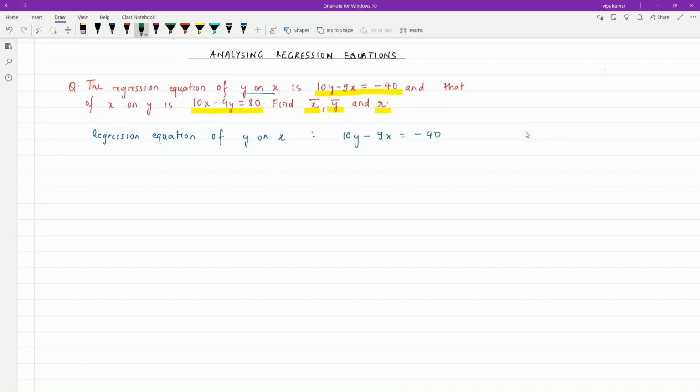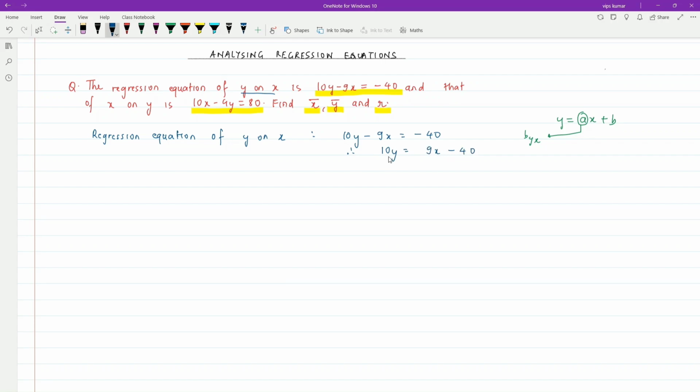From this regression equation, we can extract the value byx, and it can be done in a very simple manner. What we need to do is rewrite the linear equation in the form of y is equal to ax plus b. And this number a, the coefficient of x, is going to be byx. Working on that, we'll need to move negative 9x to the right side. So we'll be getting 10y is equal to 9x minus 40.